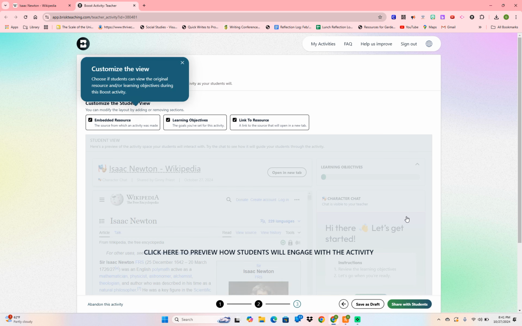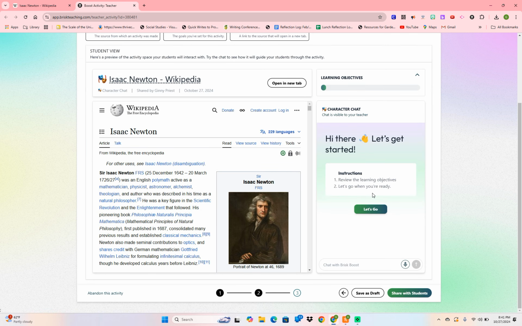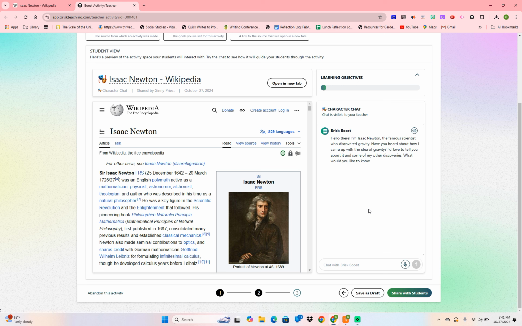The resource I used was the Wikipedia page. And then I can click here to see how they will engage with this. So I clicked Let's Go. And here's the character chat.